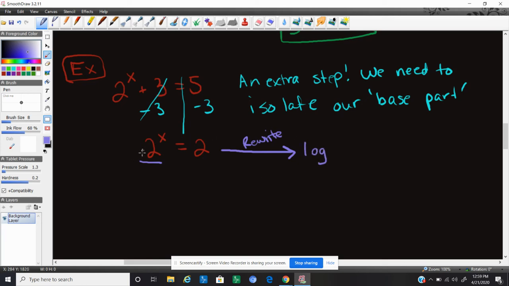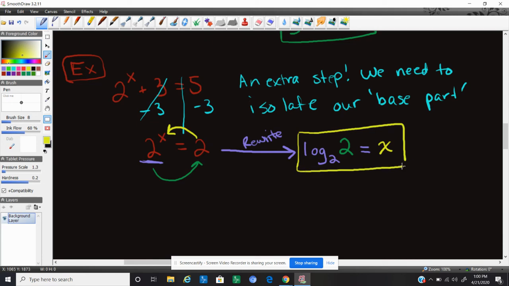I would have log base 2 because that's what we started off with. Our base is 2. And then we come around, so 2, and around, so equal to x, okay? And this is our answer. But if we want a numerical answer, we would plug this into the calculator, and that gives us that this is equal to 1.